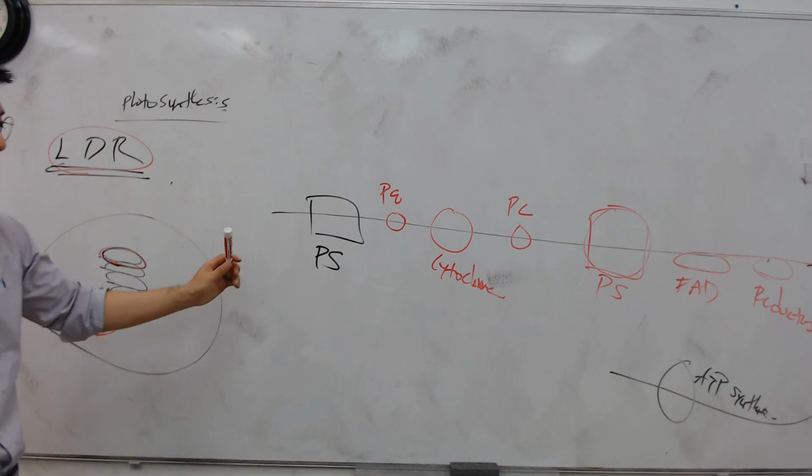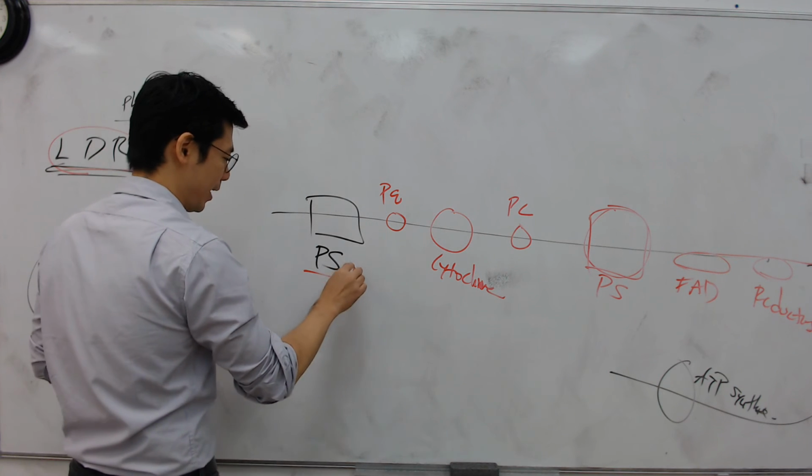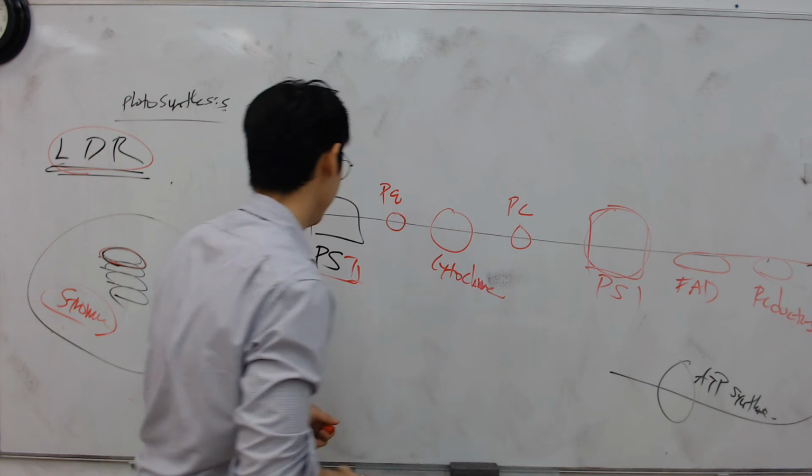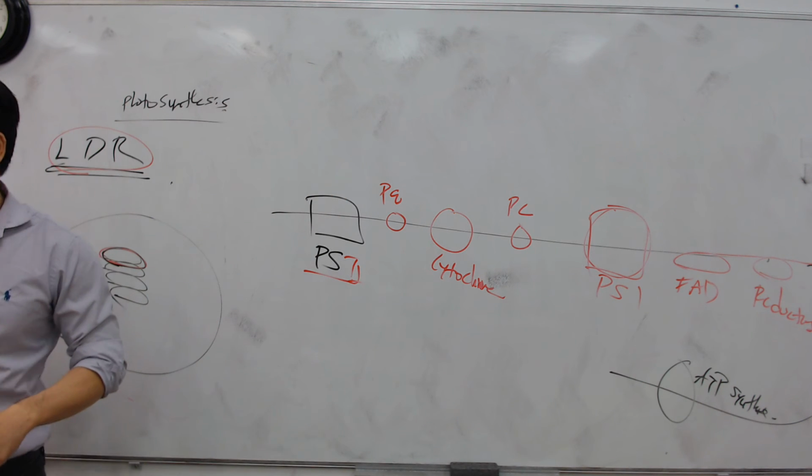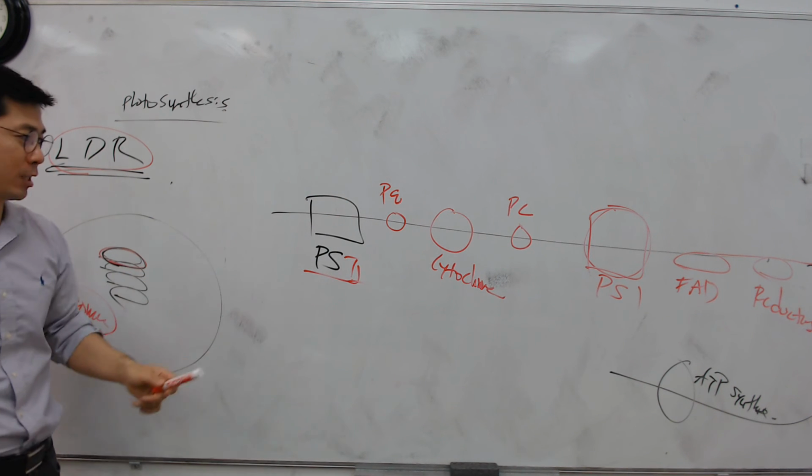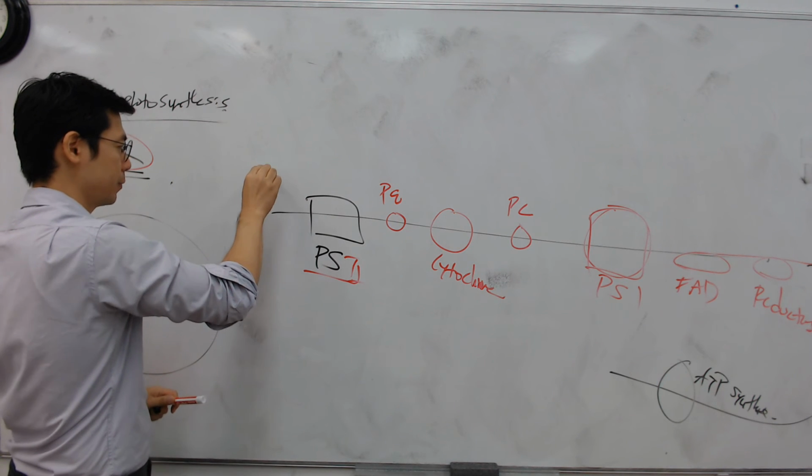So what happens is, these photosystems, okay, this is photosystem 1, okay? For now, they have something we call chlorophylls.